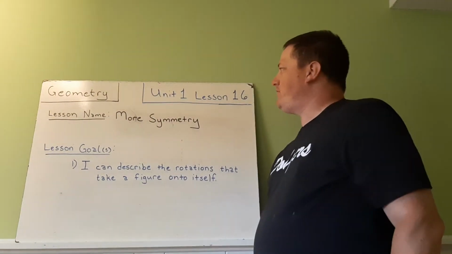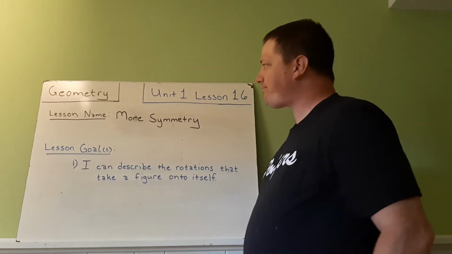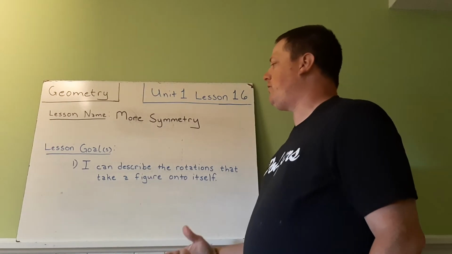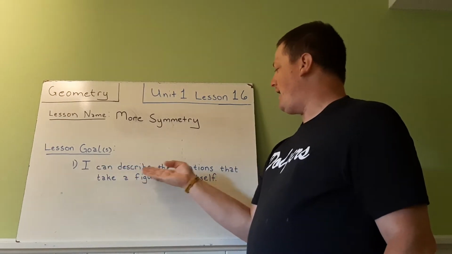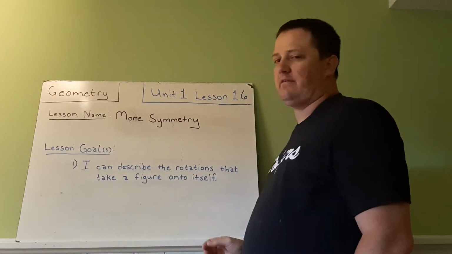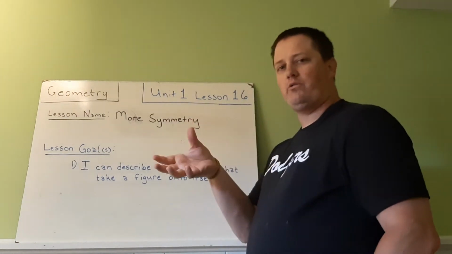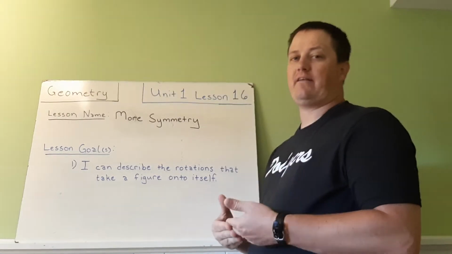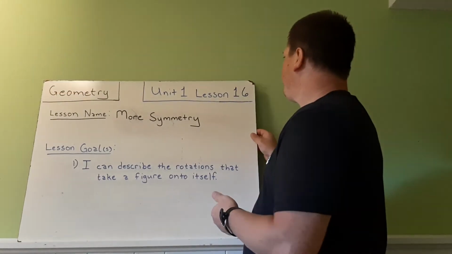All right, geometry students, we want to look at Unit 1, Lesson 16, which is about more symmetry. The lesson goal for this is I can describe the rotations that take a figure onto itself. So we're going to be looking at how you can rotate a figure and it still looks like the exact same figure, which would mean that it's symmetrical still.